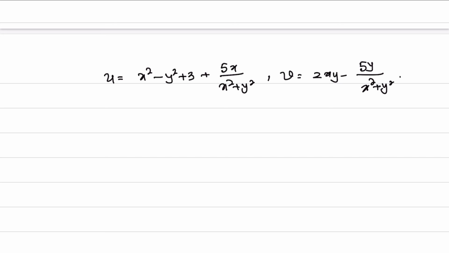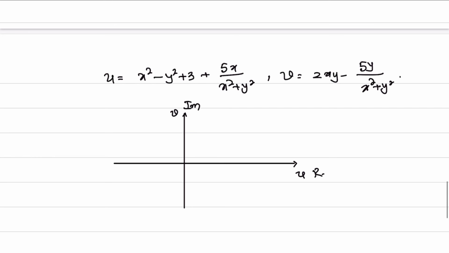Once you know the values of x and y, you can draw function z also. With these values, x and y are variables here. u and v are the outputs. u is real and v is imaginary. So there is a point of function z, that is u and v.